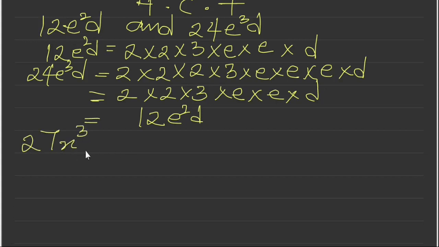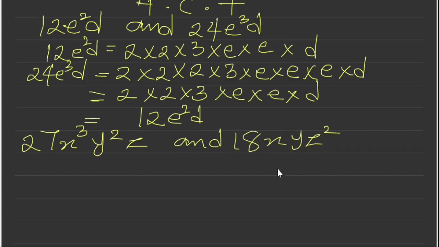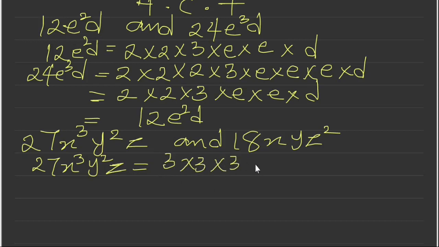27x cubed y squared z and 18x y z squared. Therefore, let's find the factors of 27x cubed y squared z, which is equal to 3 times 3 times 3 times x times x times x times y times y.